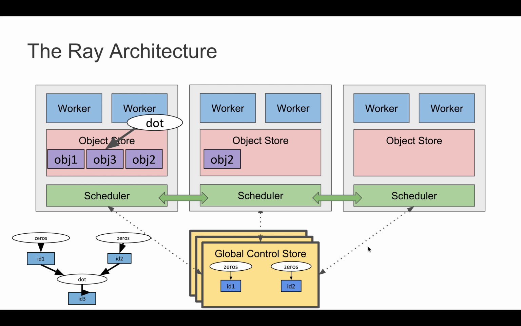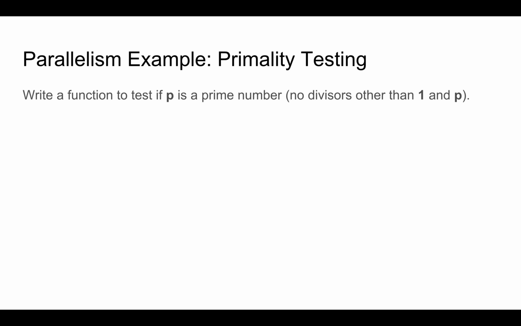So that's a bit about the Ray architecture. So now I'll give an example of how to actually implement an example in parallel using Ray. Suppose we want to write a function to determine if a number is prime. So we have some number p. We want a function that returns true if p is prime and false otherwise. And prime again means its only divisors are 1 and itself.